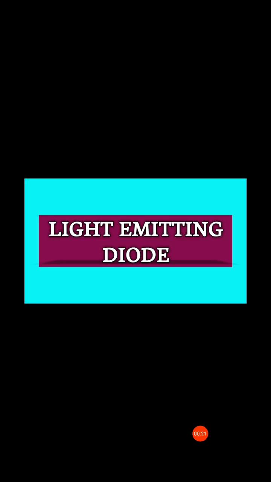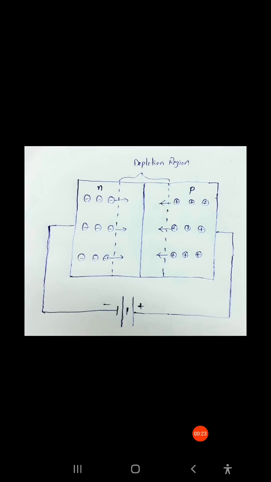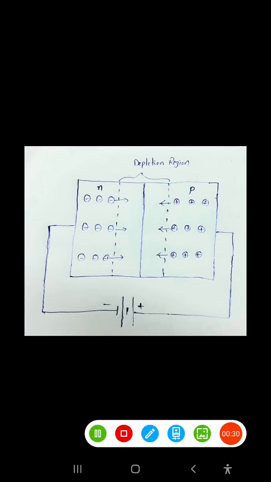So actually this LED has a PN junction. If you see in this figure, it has two regions here, P and N, right?